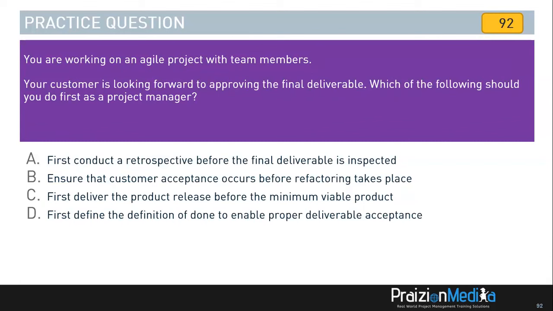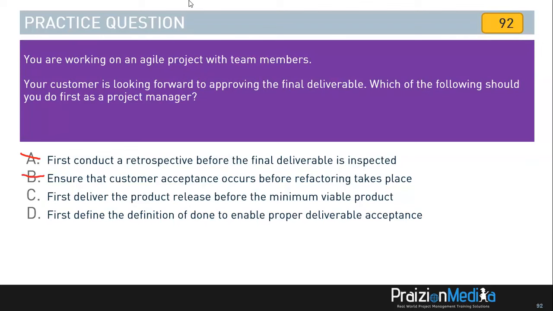A. First conduct a retrospective before the final deliverable is inspected is implying the retrospective comes before the sprint review. That's not correct, so it cannot be A. On your exam, remember to use process of elimination when in doubt. So it's not A. B says ensure that customer acceptance occurs before refactoring takes place. Well, that doesn't make sense. You would refactor your code before your customer gets that product, service, or result.